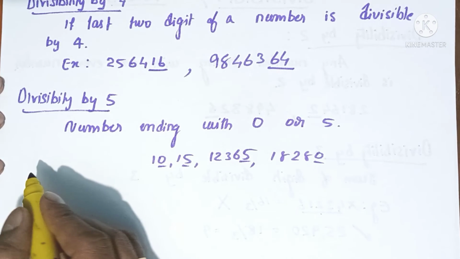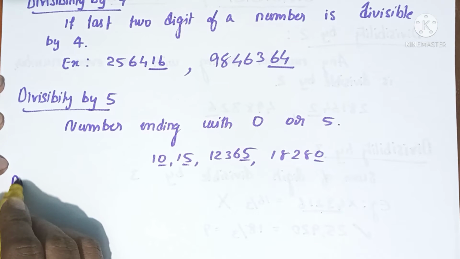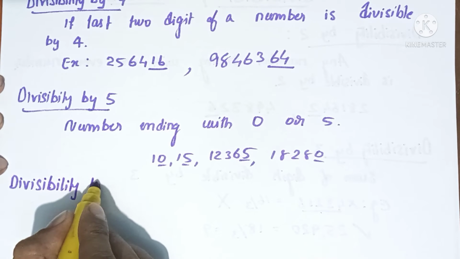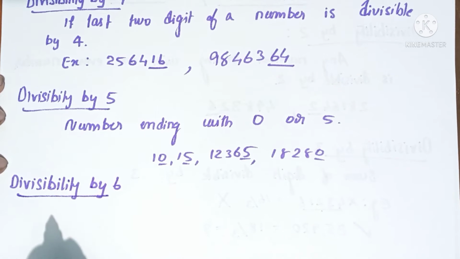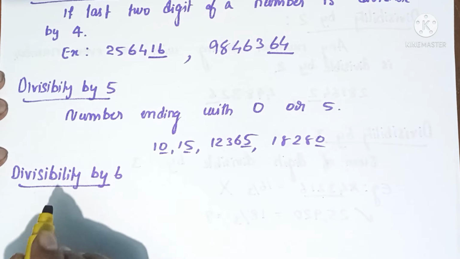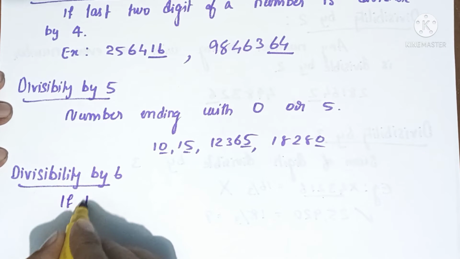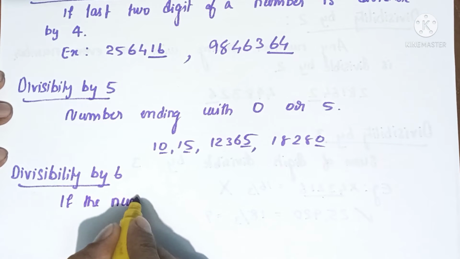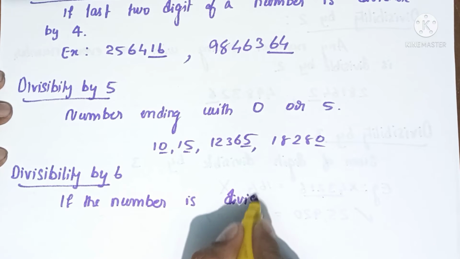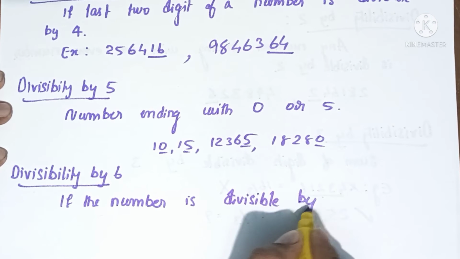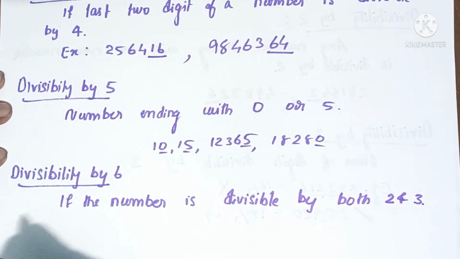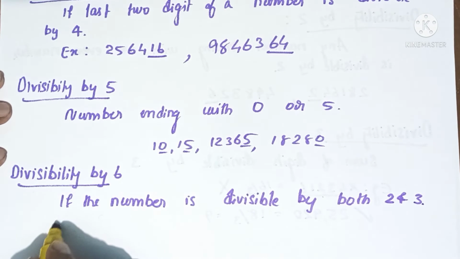Okay. Next one is divisibility by 6. If the number is divisible by both 2 and 3, then that number is divisible by 6. We can see an example.